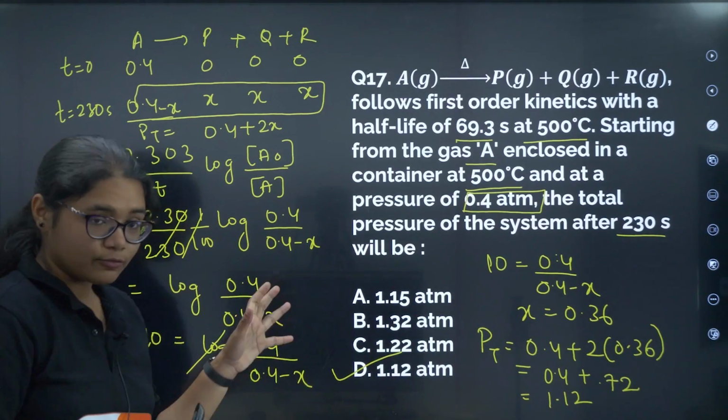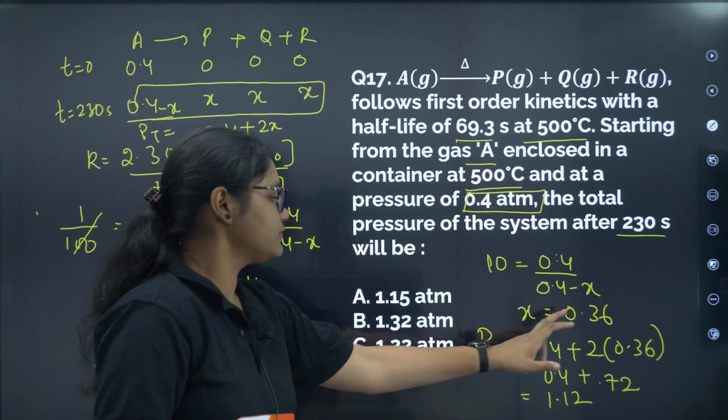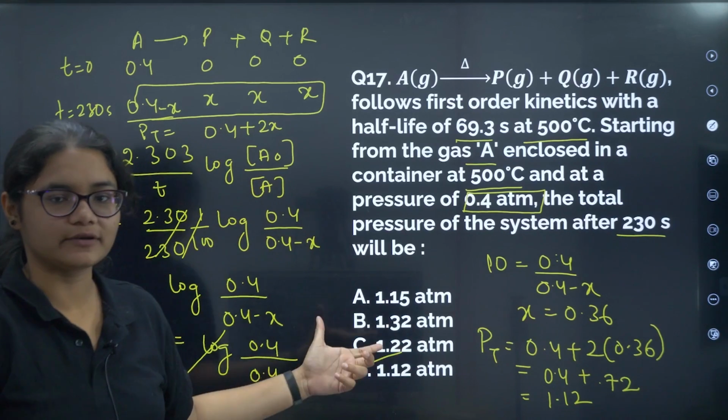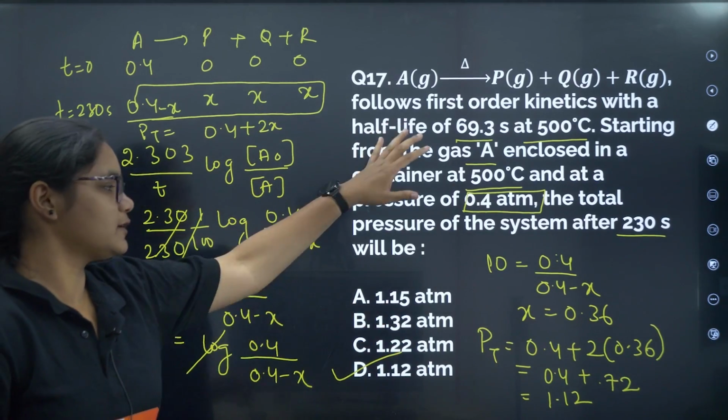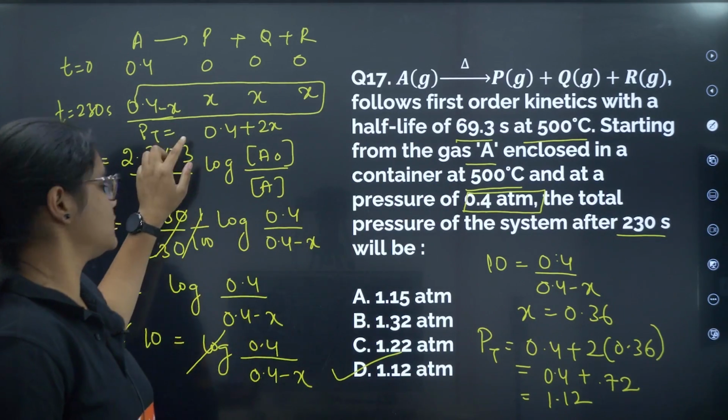So what mistake you could have done in this question? Generally, after finding x, if the option would have been 0.36, we'll directly mark it. We forget what is the question asked here. So the question is the total pressure.